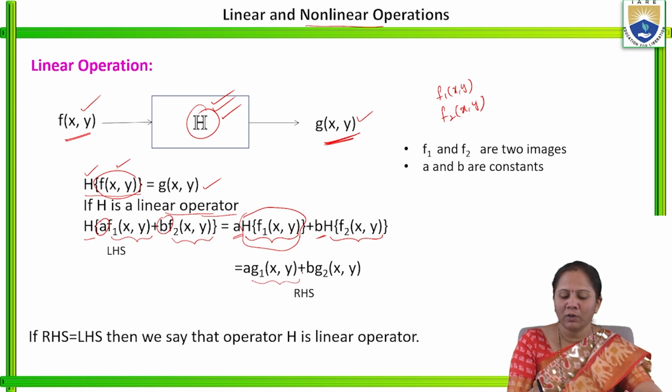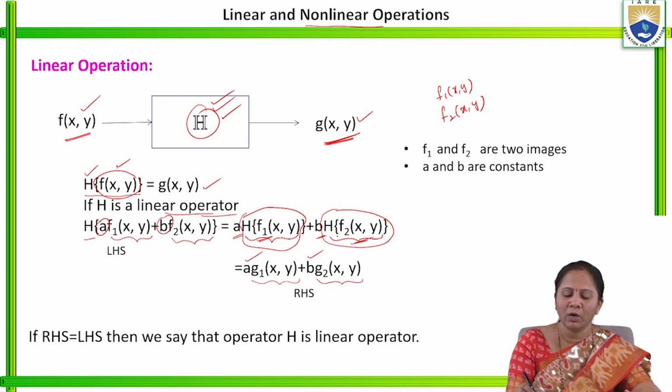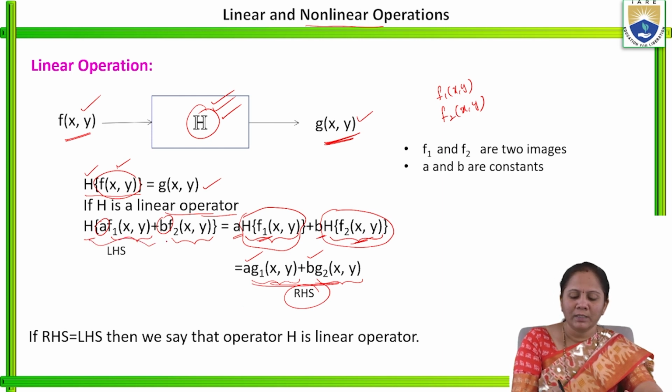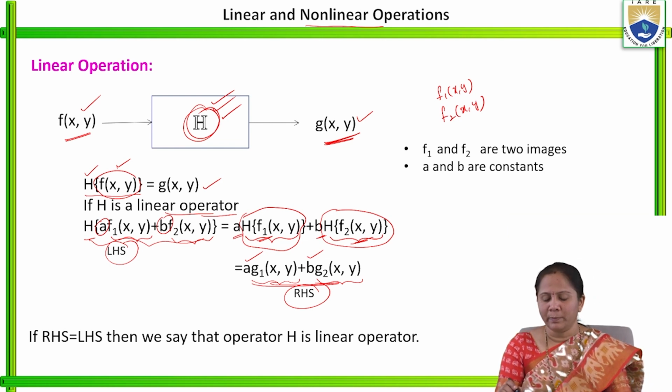So a into g1 of x comma y, as it is f1, and if we apply any operator on the input image f2 of x comma y, we are going to get the modified image as g2 of x comma y. So here a and b are constants. And if you consider this equation as the right hand side and this as the left hand side, if the value of this RHS is equal to LHS, then we can say that the operator H is a linear operator. So this is what is meant by linear operation.